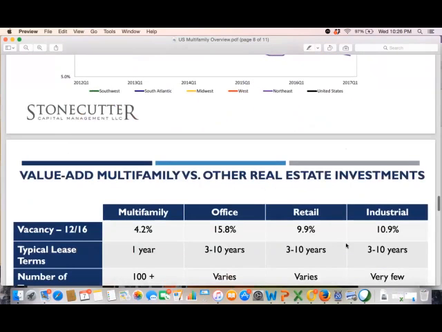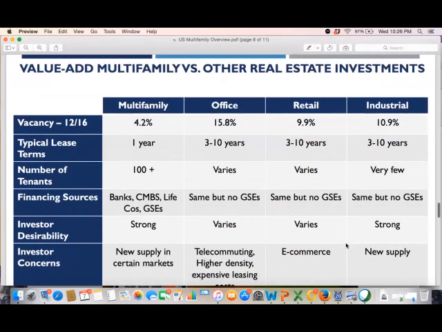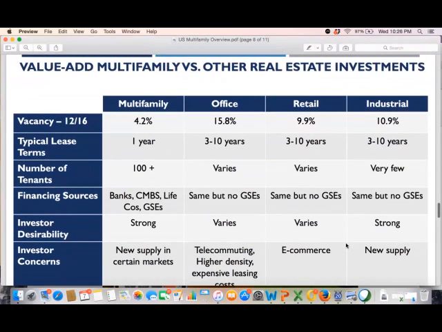So now I want to compare apartments to other real estate. We touched on a few of these things along the way, and I'll keep it to the major food groups: multifamily, office, retail, and industrial. And you can see, and these are, again, general, and you can subdivide any of these, so don't hold me to task. There are always pockets of office that are far better than this and more attractive. But generally speaking, I think multifamily has the lowest vacancy rate.